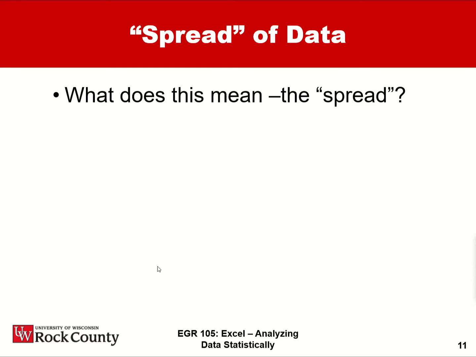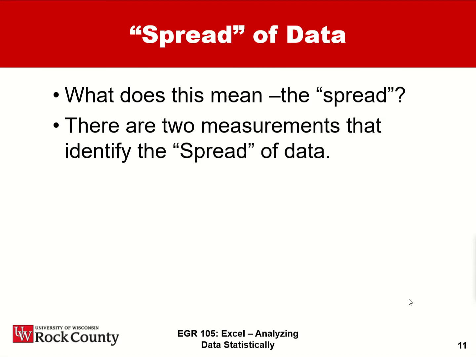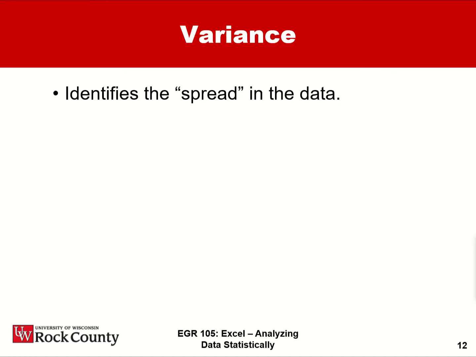Okay, now we're going to look at the spread of data. What does that mean, the spread of data? Sometimes our data can be very close or compact around the average or the mean, and sometimes it can be spread out, right? It might be a very large distribution of data. And we have different measures of spread, and we have 2 specific ones that we'll be looking at, and those are variance and standard deviation. So let's take a look first at variance.